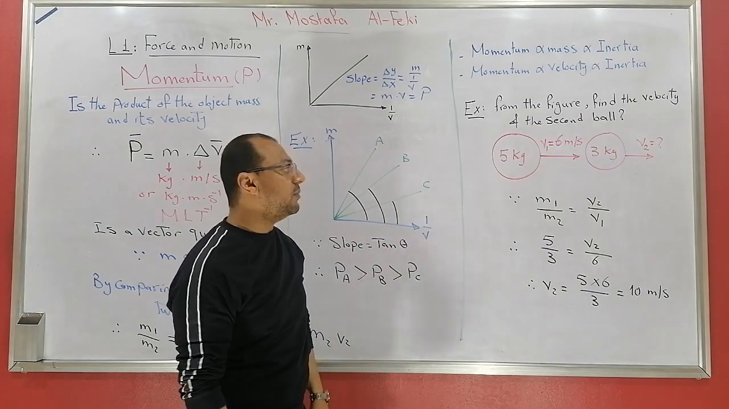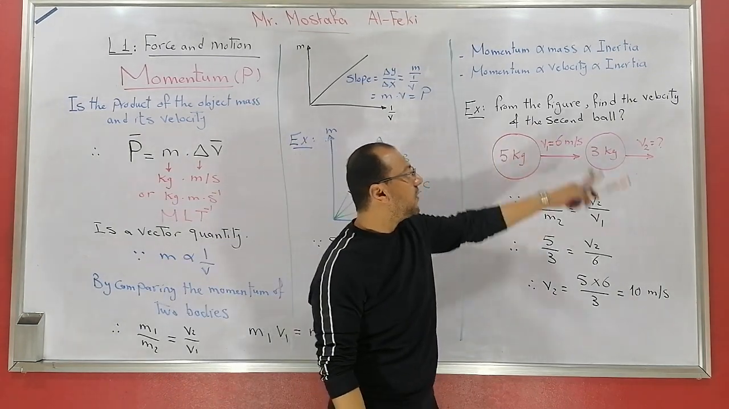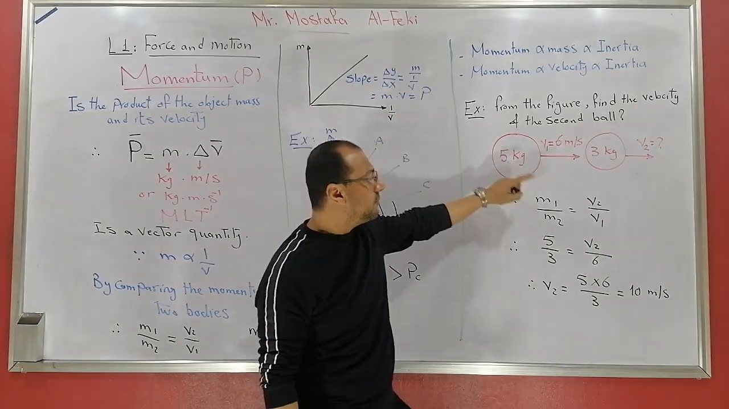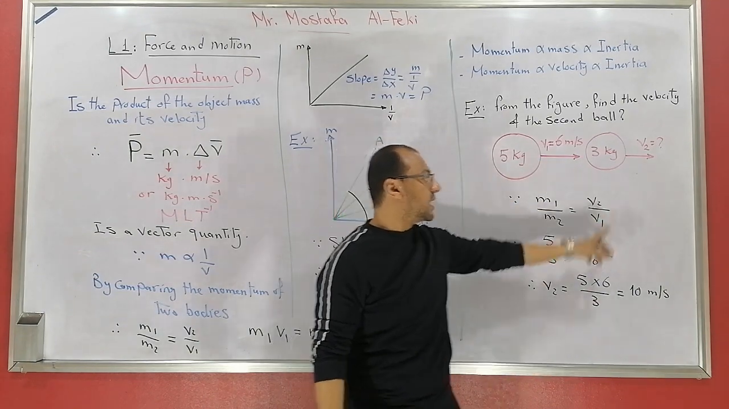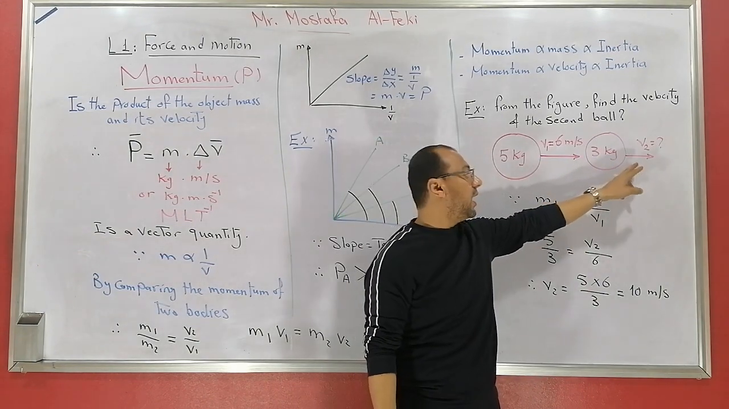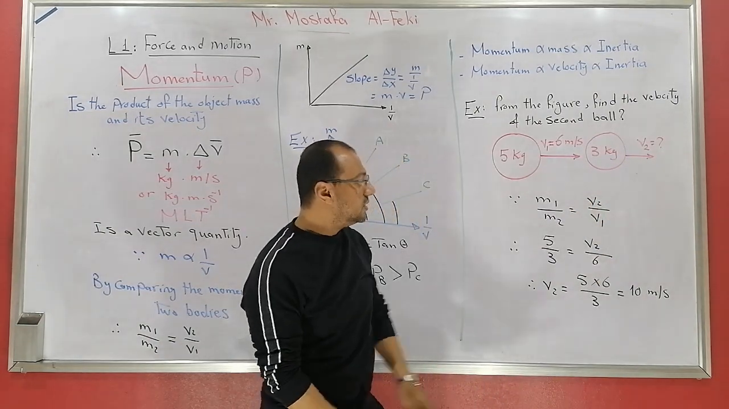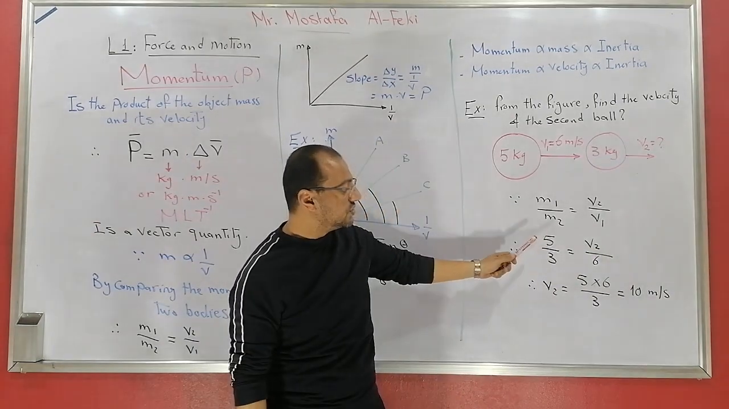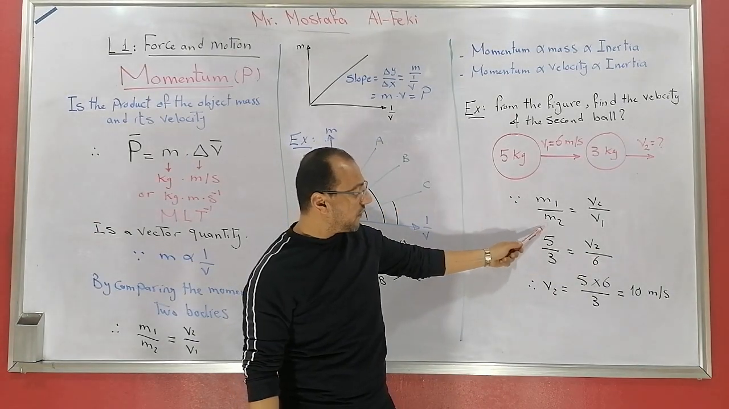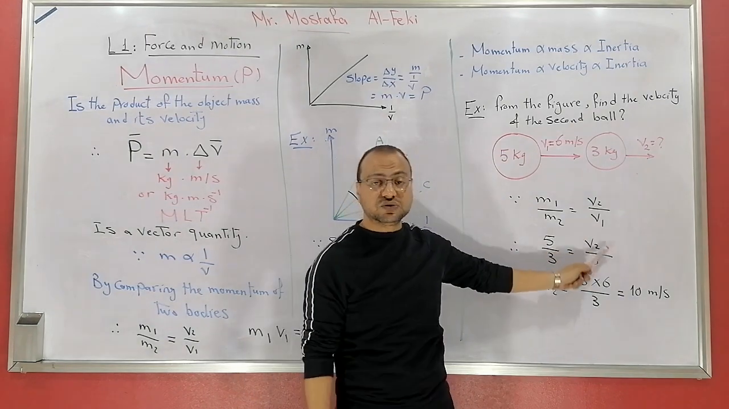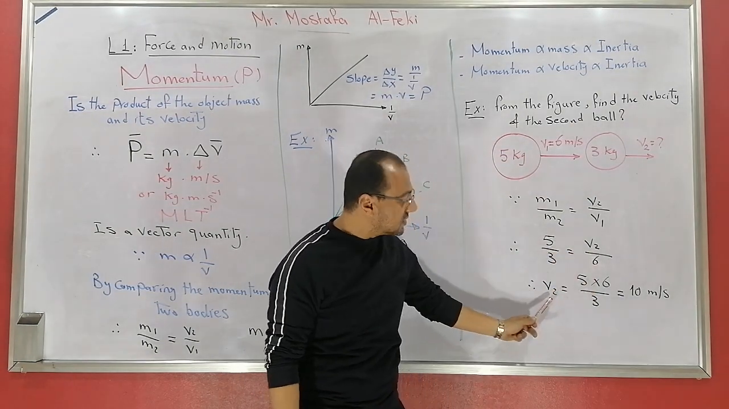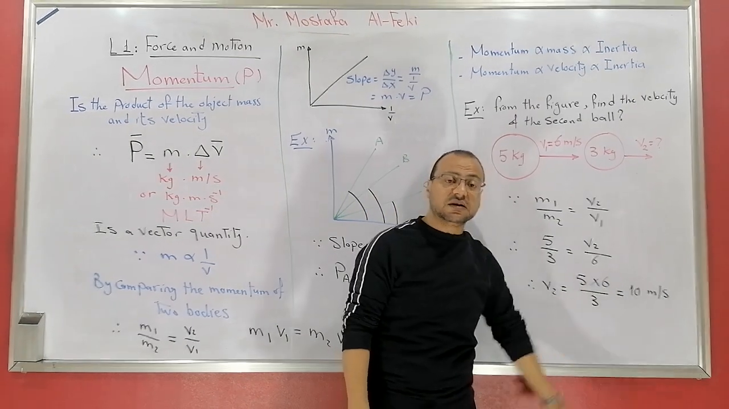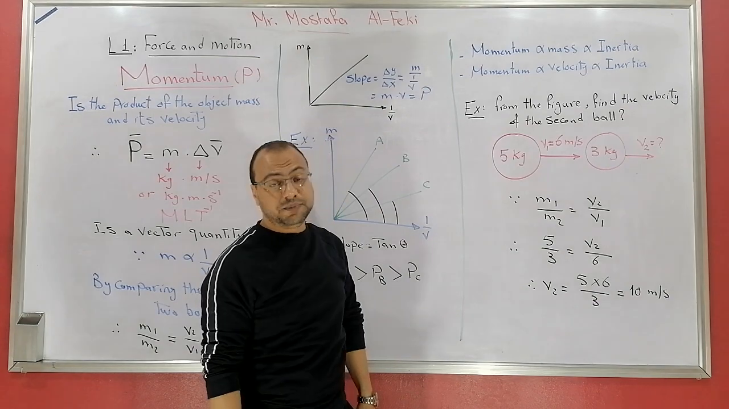Example, for comparing the momentum of two bodies. From the figure, find the velocity of the second pole. First pole of mass 5 kilogram and the velocity 6 meter per second. Second pole of mass 3 kilogram and unknown velocity. Since m1 divided by m2 equals v2 divided by v1, by substitution, 5 divided by 3 equals v2 divided by 6. Cross multiplication, then v2 equals 5 times 6 divided by 3, then the velocity of the second body equals 10 meter per second.